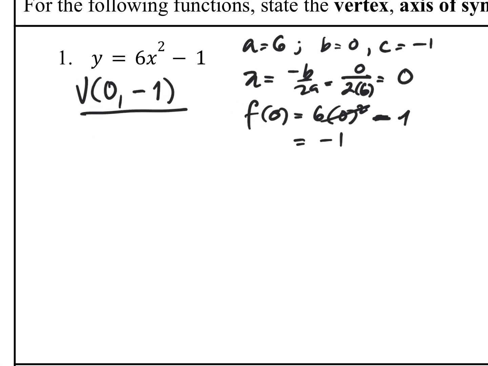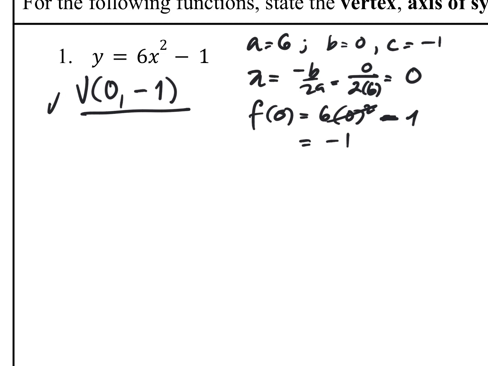The axis of symmetry. Now, remember that our axis of symmetry is the x-coordinate of our vertex. Therefore, say AOS is located at x is equal to 0. Now, the minimum and the maximum.